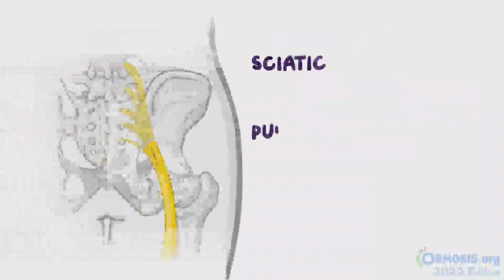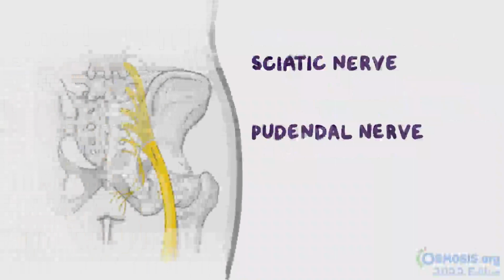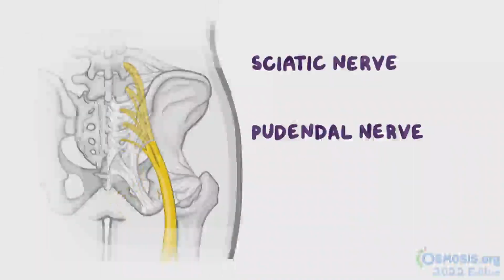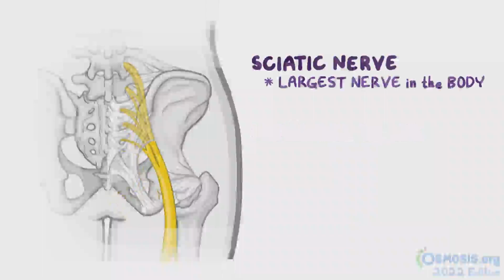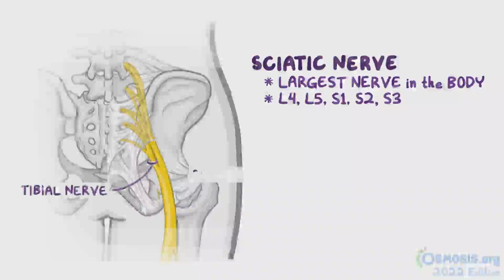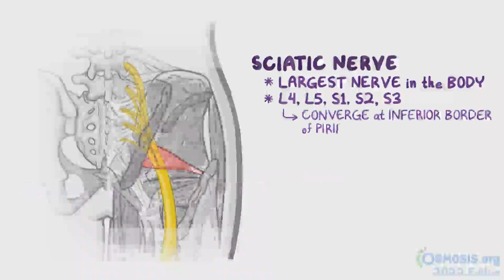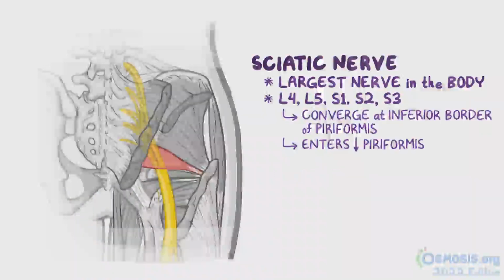Then, there's the sciatic and pudendal nerves, both of which are terminal branches of the sacral plexus. The sciatic nerve is the largest nerve in the body, and it's formed by the roots of L4, L5, S1, S2, and S3 spinal nerves. Interestingly, the sciatic nerve is really two nerves, the tibial nerve and the common fibular nerve, which are loosely bound together in the same connective tissue sheath. Regardless, the roots of the aforementioned spinal nerves converge at the inferior border of the piriformis to form the sciatic nerve, which enters the gluteal region underneath the piriformis and is the most lateral structure through the greater sciatic foramen.